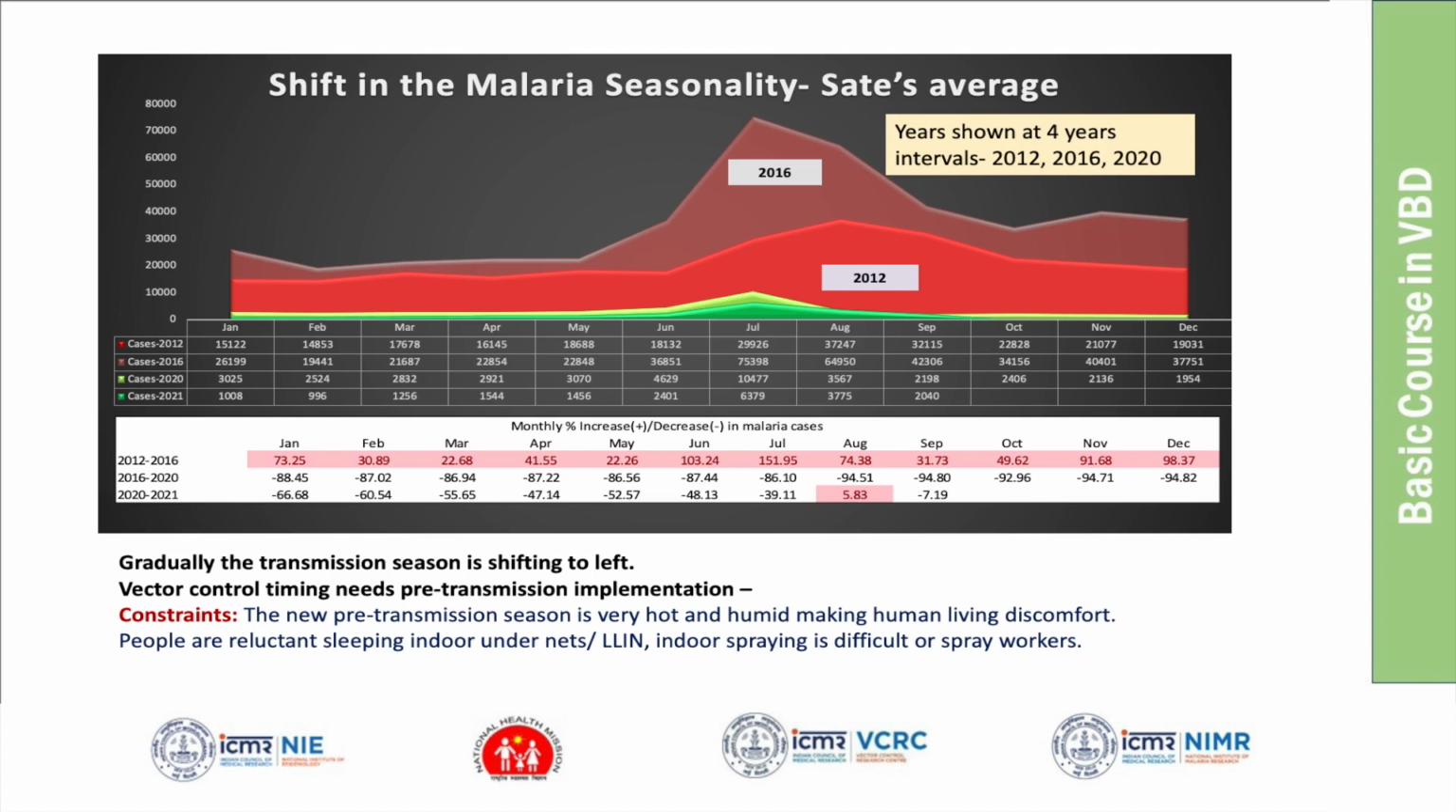I have taken graphs at 4-year gaps: 2000, 2012, 2016, and then 2020. And you find the high transmission season months are shifting towards the left. It means the vector and parasite dynamism is shifting towards the left. This is because of the climatic factor. If we go traditionally, with vector control interventions as per the earlier timing, we may fail. So we have to think how to really address this.